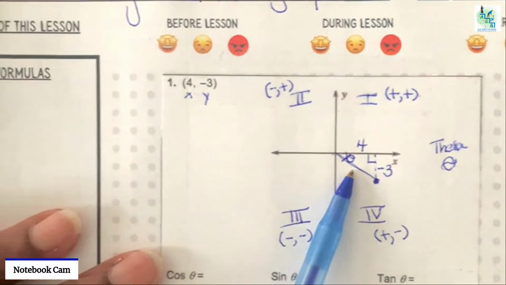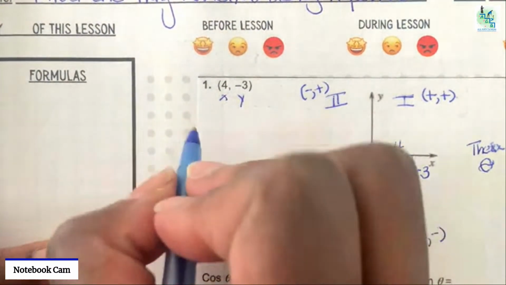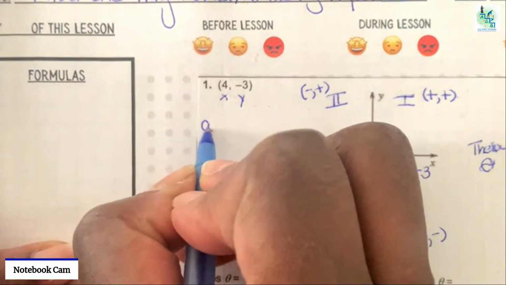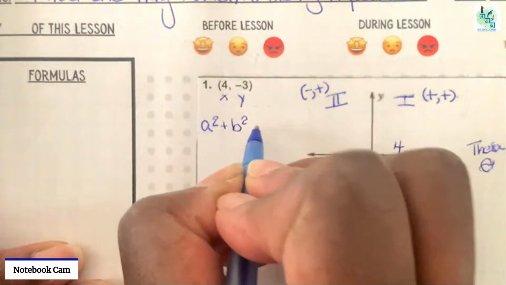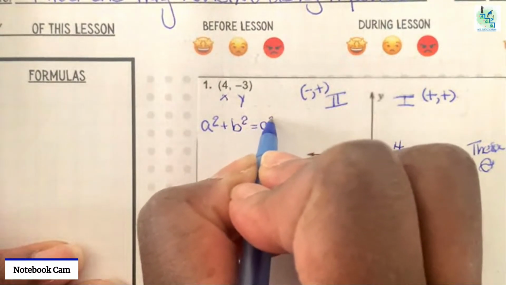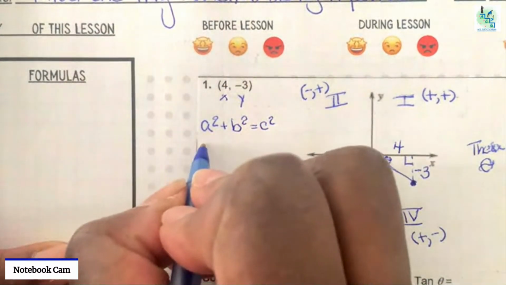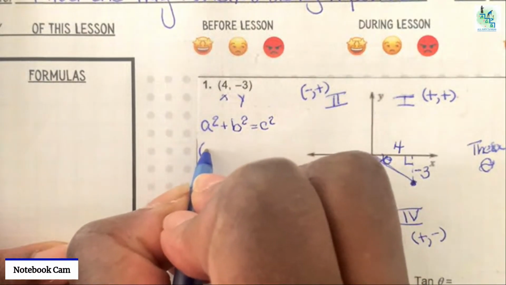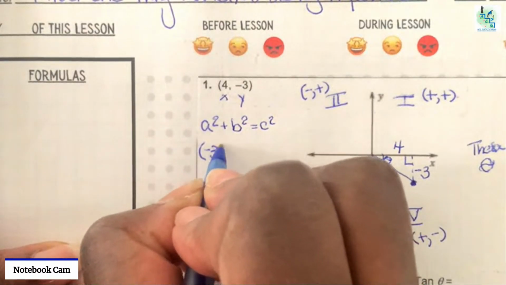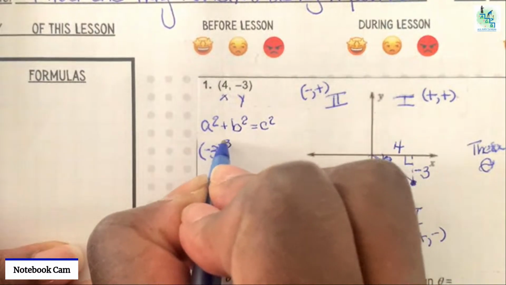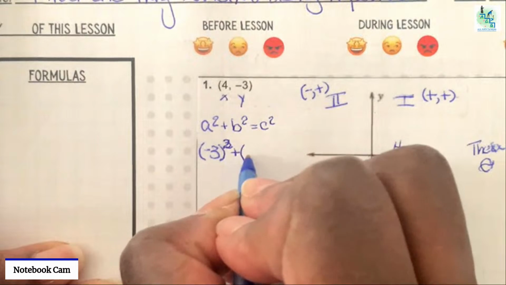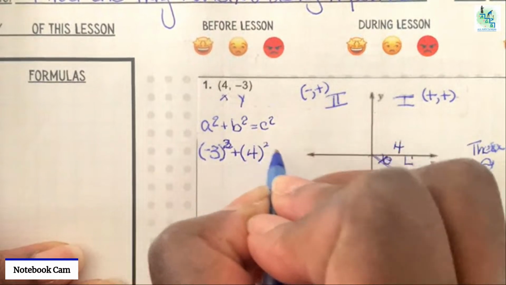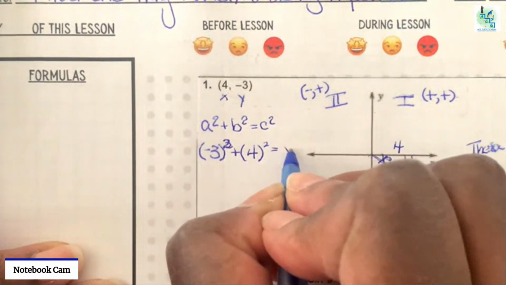So if I slide over here, remember the Pythagorean theorem is a squared plus b squared equals c squared. All right, so the a and the b are interchangeable. But I'm going to put -3 squared. I don't know why I said cube. Plus 4 squared equals my unknown squared.